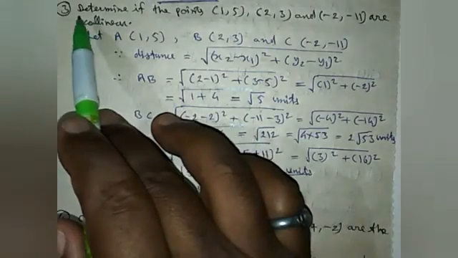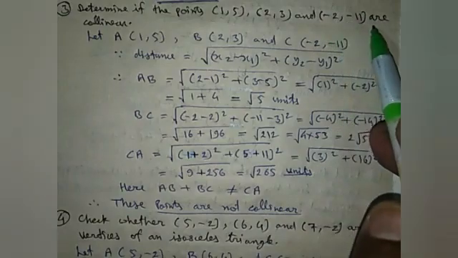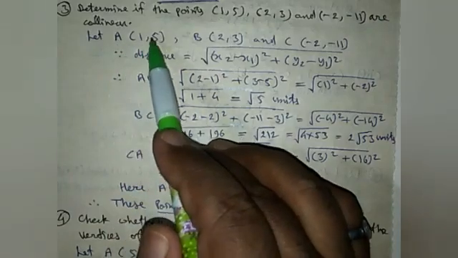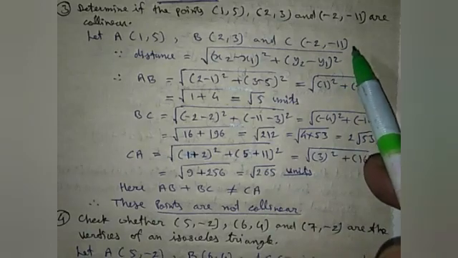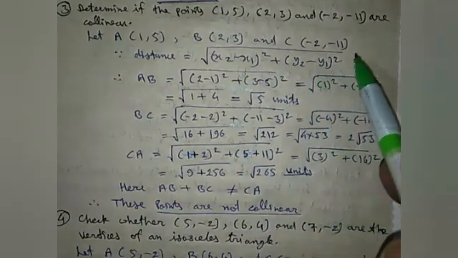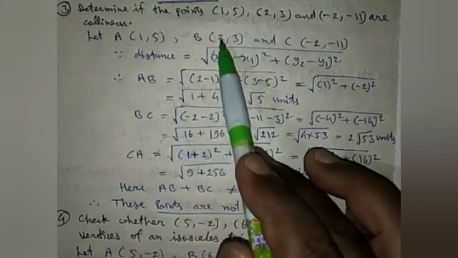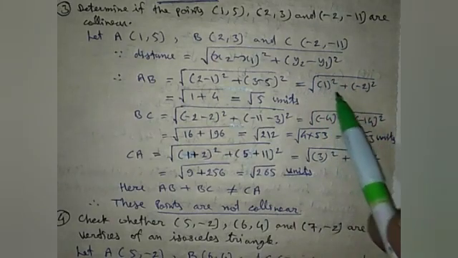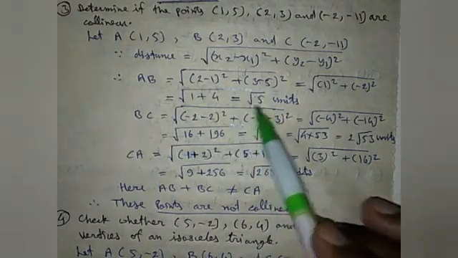In question number 3, determine if the points (1, 5), (2, 3) and (-2, -11) are collinear. So here let us assume that point A is (1, 5), B is (2, 3) and C is (-2, -11). Since distance is equal to under root (x2 minus x1) whole square plus (y2 minus y1) whole square, so distance between A and B is AB. AB is equal to under root (2 minus 1) whole square plus (3 minus 5) whole square, that is equal to under root 1 square plus (-2) square. So it is equal to under root 1 plus 4, that is equal to root 5 units.